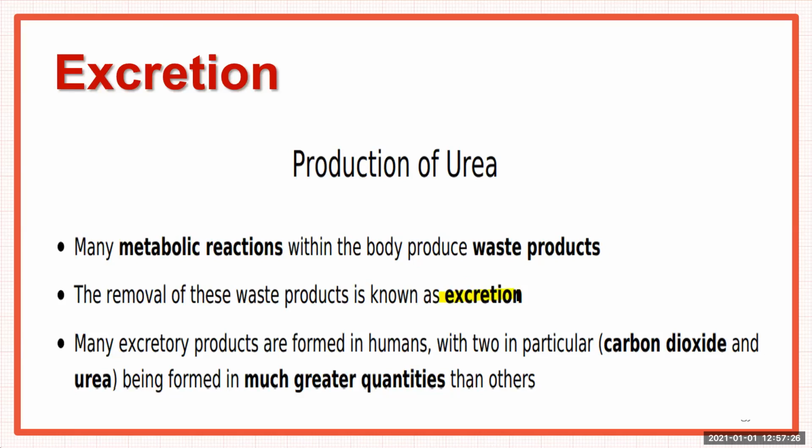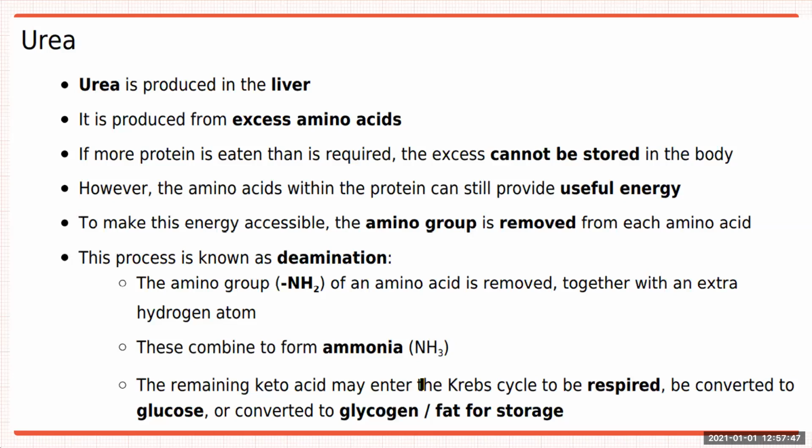There are many excretory products formed in the human body, but there are two of particular importance. One of them is carbon dioxide, and the other one is urea. Both of them are being made in very large quantities as compared to others. Carbon dioxide is produced continuously by the cells that are respiring aerobically. The waste carbon dioxide is transported from the respiring cells to the lungs in the bloodstream. Then gas exchange occurs within the lungs, and carbon dioxide diffuses from the blood into the alveoli, and then it is excreted in the air as we breathe it out.